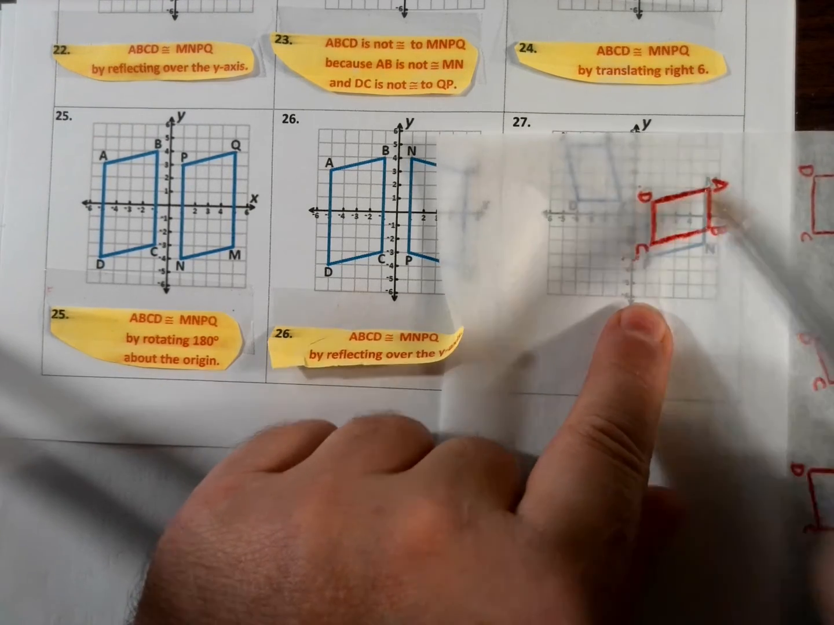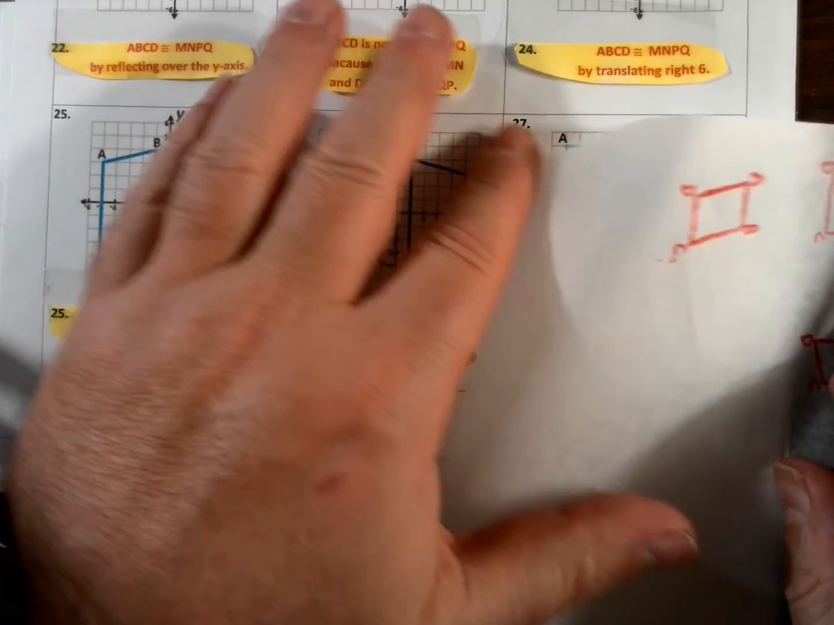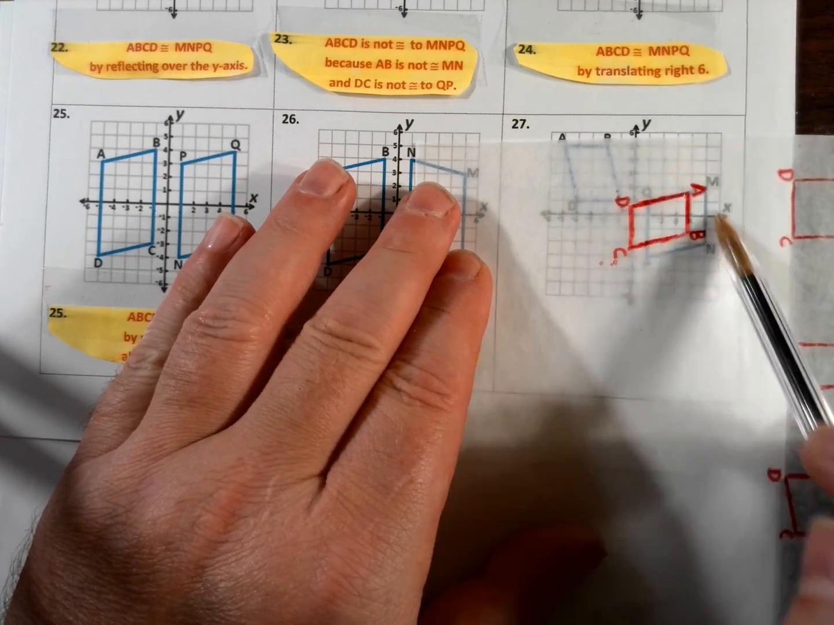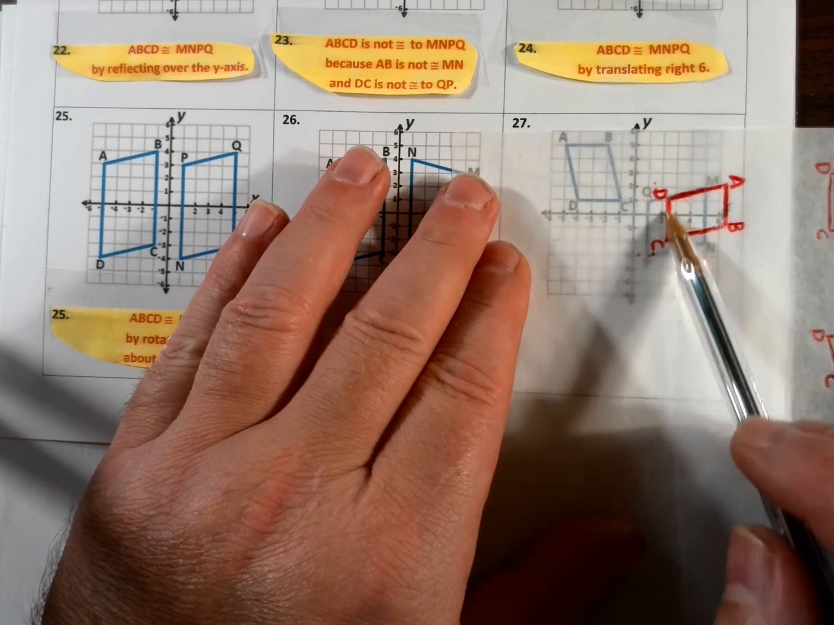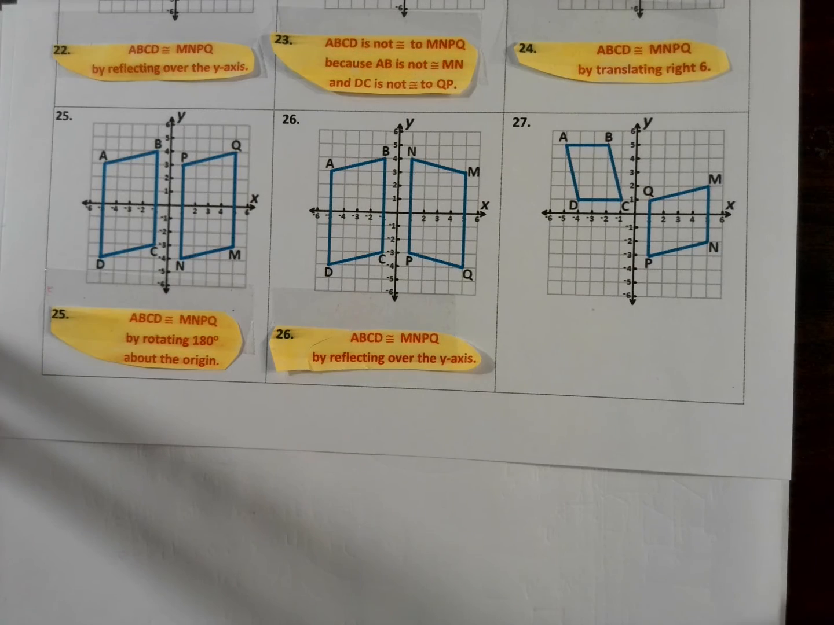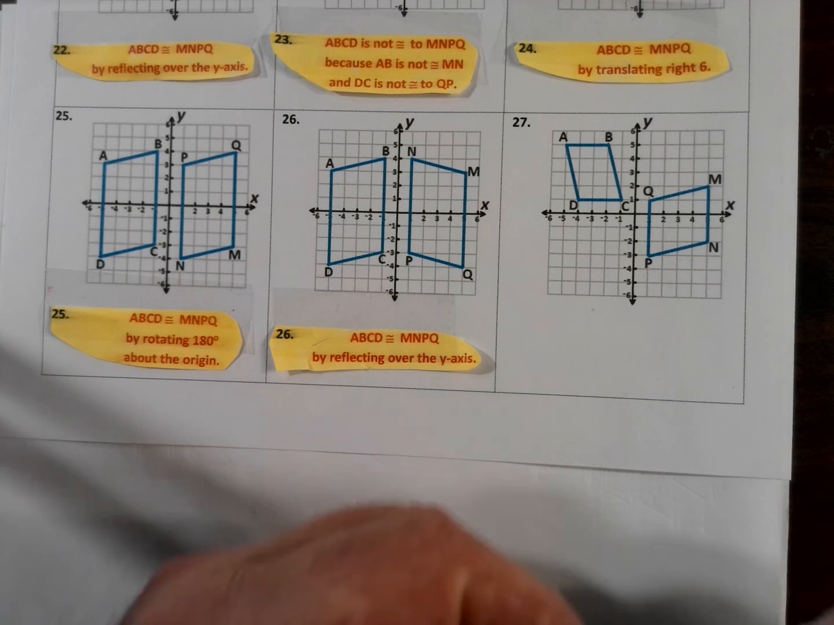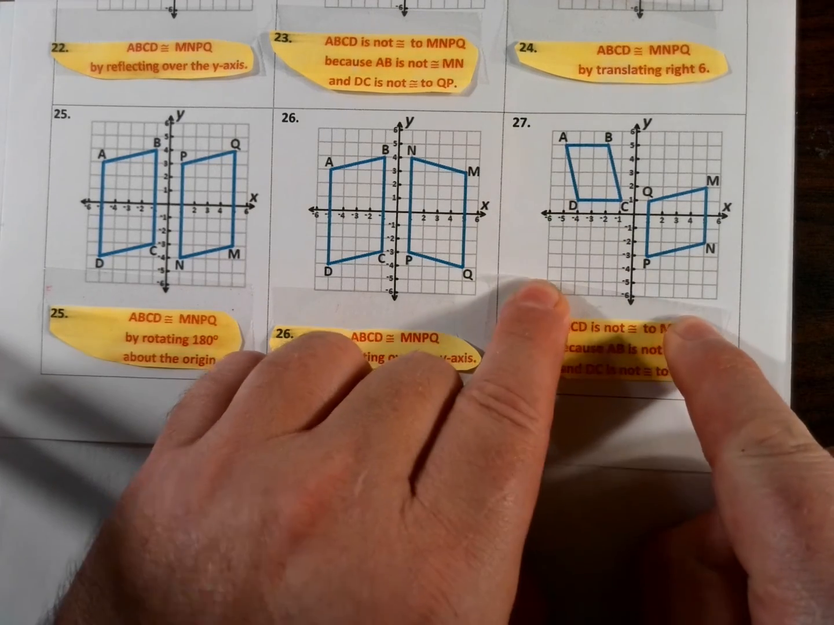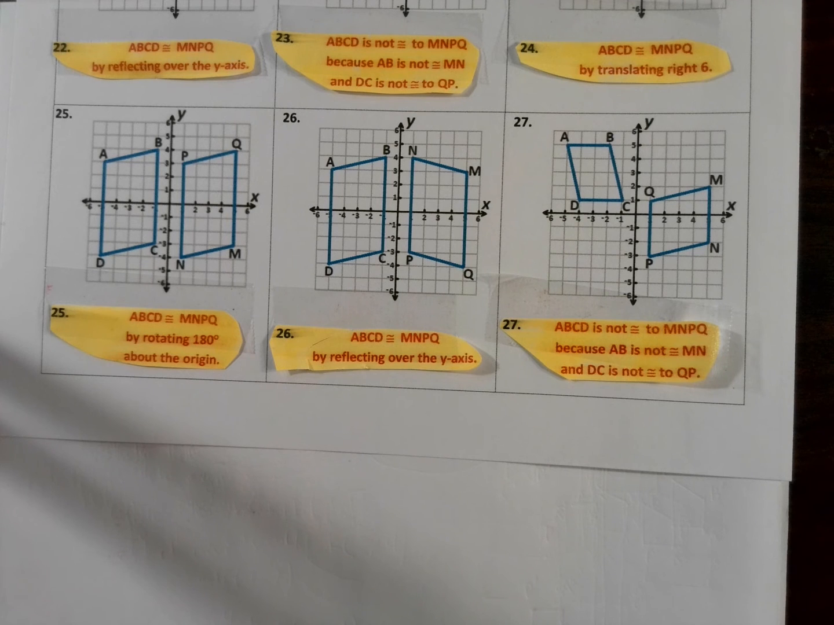We're supposed to have a match, but we don't, and it's because of the same problem. AB is shorter than MN, DC is shorter than QP. So ABCD is not congruent to MNPQ because, again, AB is not congruent to MN and DC is not congruent to QP.